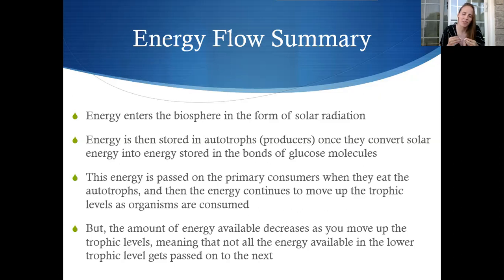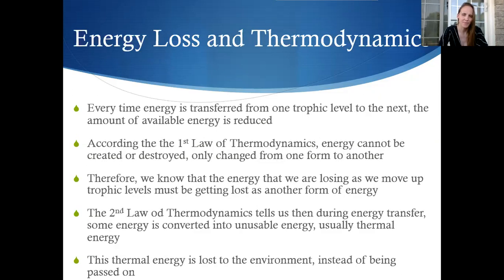So not all of the energy in an autotroph would get passed on to a primary consumer, and then not all of that energy in the primary consumer would get passed on to the secondary consumer, and so on. That has to do with thermodynamics. So every time energy is transferred from one trophic level to the next, the amount of available energy is reduced.